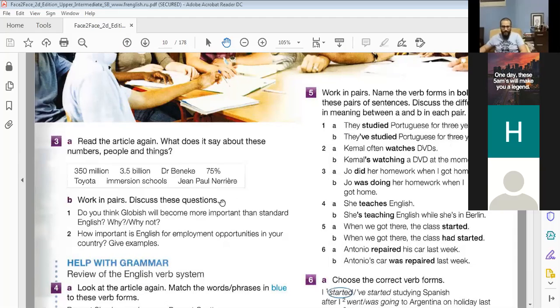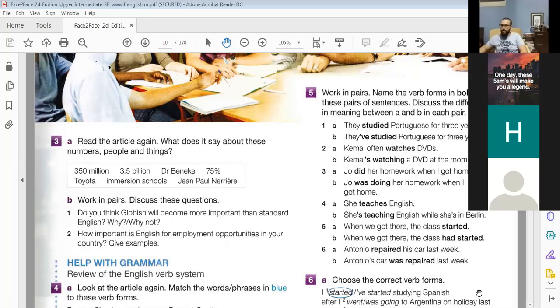Okay, now let's take a look at number 3. So they want us to read the article again. What does it say about these numbers? So we have a few numbers. We just want to see what they refer to. So 350, let's test your memory, okay? And this is a bit unfair, but let's do this. 350 million, who can remember what it referred to? It's the number of the native speakers of English.